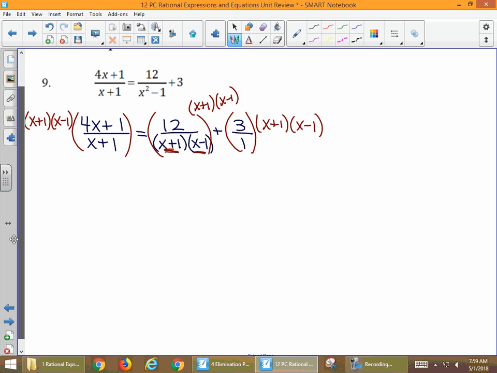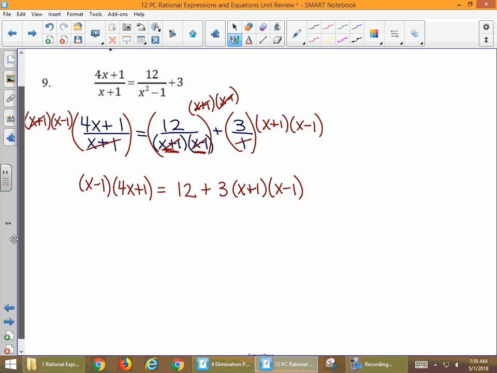Okay, so here my x plus 1's cancel on the left side of the equation, and I have x minus 1 times 4x plus 1. My fraction with the 12, my x plus 1 and my x minus 1 cancel, which is lovely. I'm just left with 12. And here, 3 over 1, the 1 is not needed. So I have 3 times x plus 1, x minus 1.